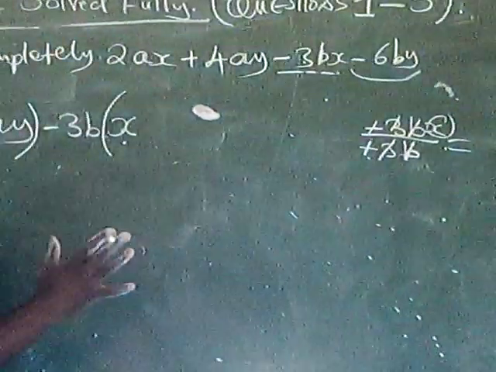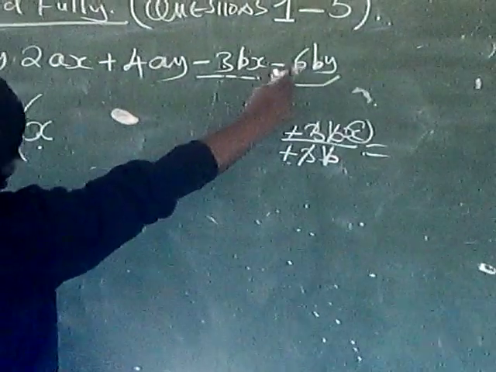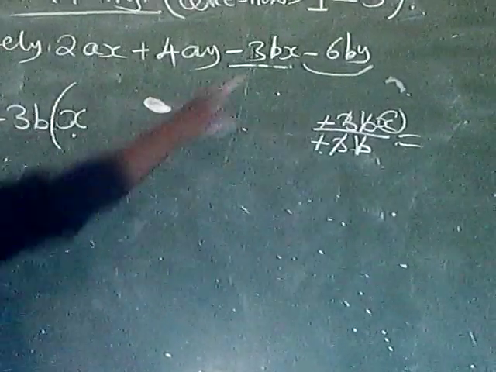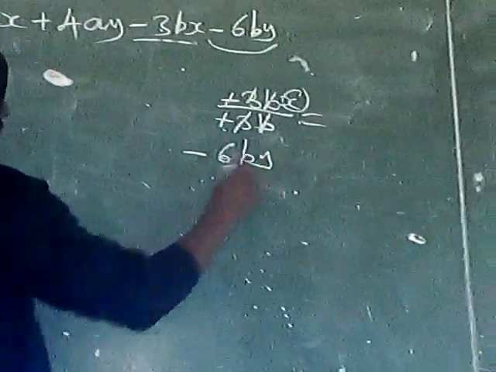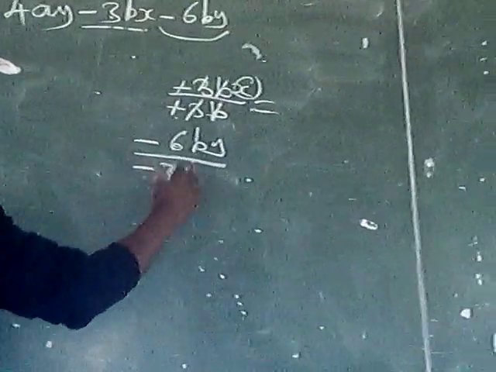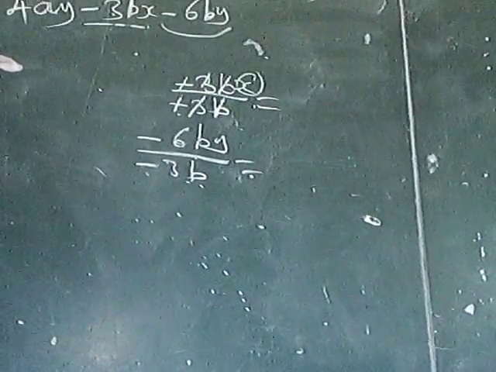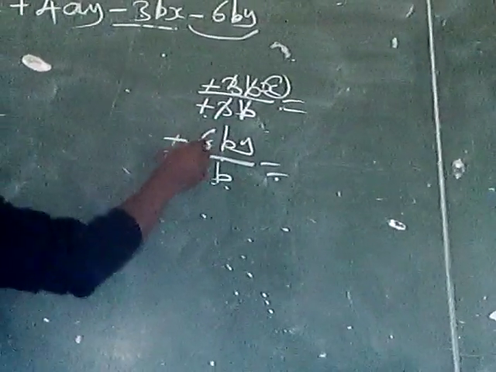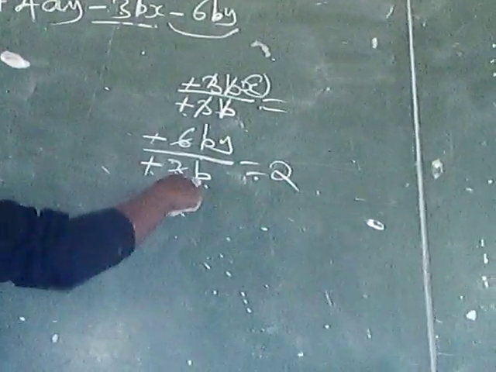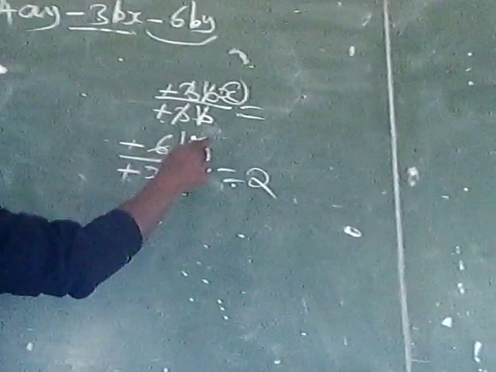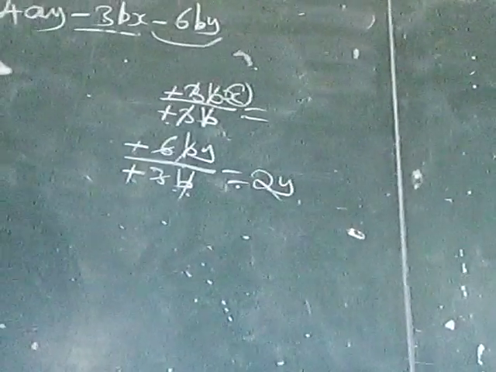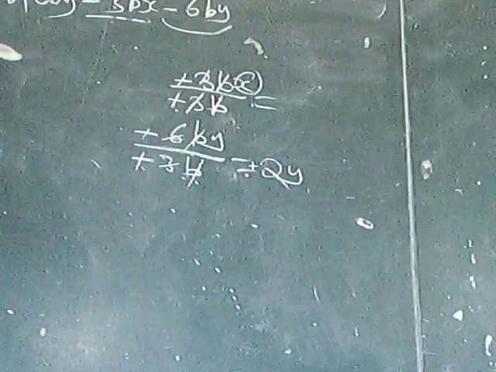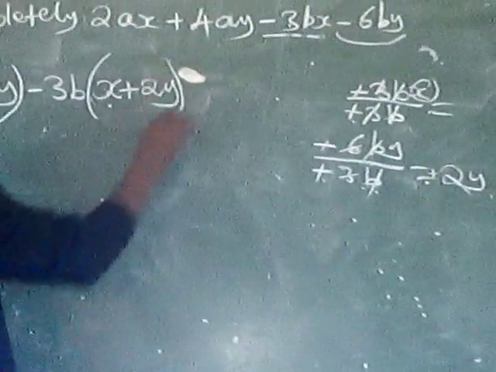Second, we divide negative 6by by negative 3b. So you write negative 6by all over negative 3b, so that you see what remains. Negative into negative is positive. 3 into 6 is 2. b into b is 1, cancel out. We have the y here. At the end of the day, this into this one is actually positive 2y. Then that's what we need to write here, positive 2y.